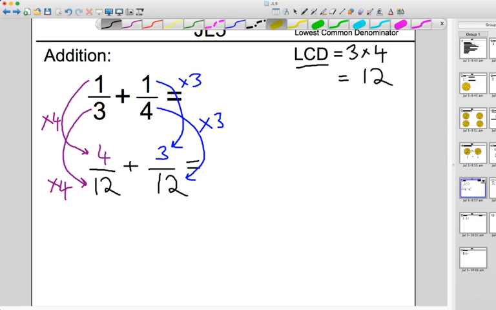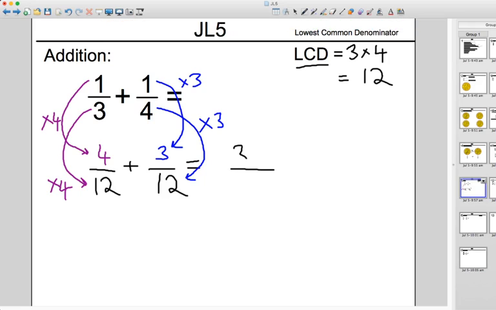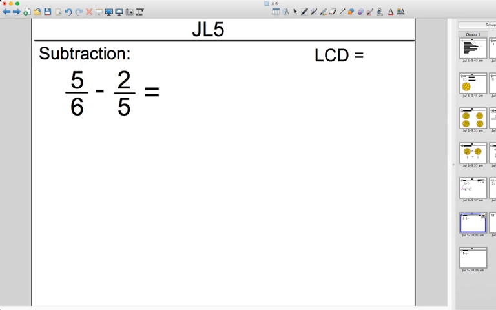And finally, we can finish the sum now because the denominator is the same. We can add those slices together. Gives me 3 plus 4 over 12, 7/12. So you can only add the numerators together if the denominators are the same. Same works for subtraction. You need an LCD. So again, 6 times 5, 30. So I want over 30 minus over 30.